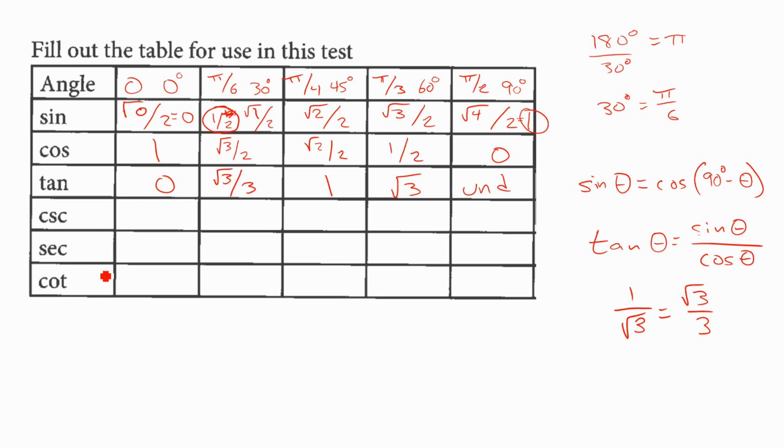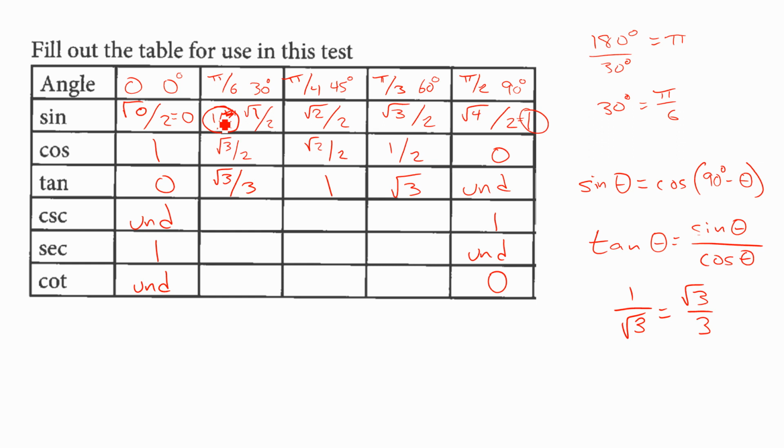And then to do the remainder of the boxes, we're just going to do the reciprocals. Cosecant is the flip of sine. 0 flipped over is undefined. 1 flipped over is 1. 0 flipped over is undefined. Let's go to the end here. These ones are easy also. 1 flipped over is 1. 0 flipped over is undefined. And undefined flipped over is 0.